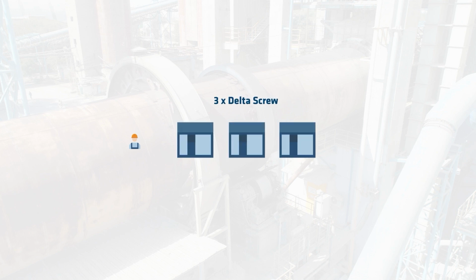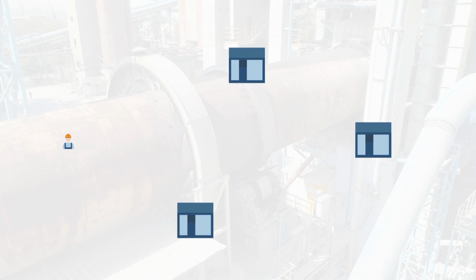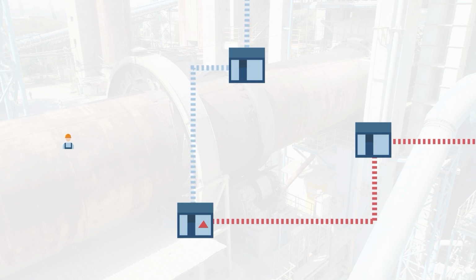Mr. Meyer is a maintenance engineer in a cement plant. In the cement plant, 3 delta screws with standard instrumentation and without extensive data monitoring are used for pneumatic transport. The machines are located over the whole plant area. The machines are an important part of the production process, and if there is an unplanned machine failure, there is a major disruption in production.